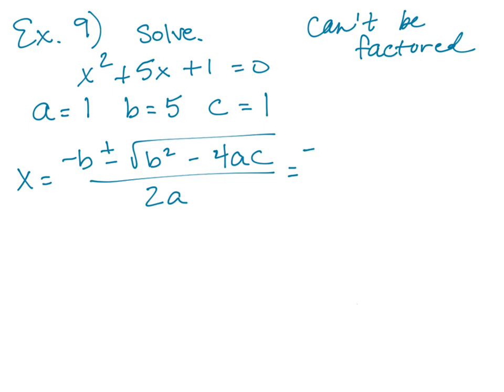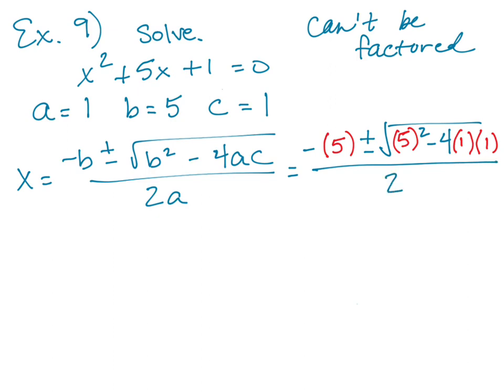x is equal to negative, and then we're going to open parentheses here. Every single time I'm plugging in for a letter, I'm going to open parentheses. So negative, open parentheses, 5, plus or minus the square root, open parentheses, 5, and then we're going to put squared, minus 4. You don't have to open parentheses on the 4. It's going to be minus 4 every time. But then we're going to open parentheses because we're plugging in for A is 1 and C is 1. And then at the bottom, all over 2, open parentheses, and a 1.